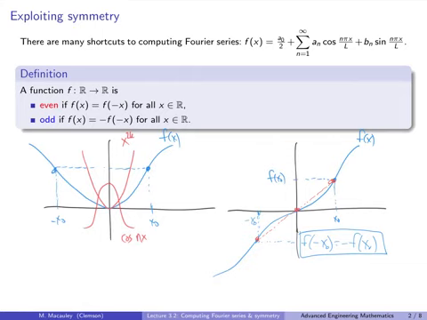Examples of odd functions include things like x cubed, or x to the fifth, or x to the 2k plus 1, or things like sine of x. So any sine of x, or sine of 2x, or sine of nx, that is an odd function.